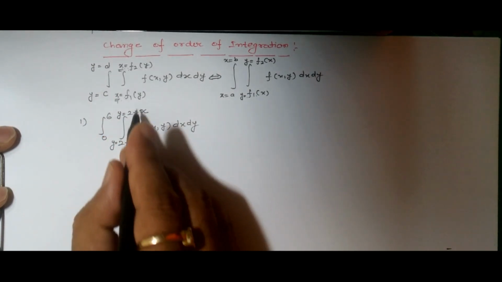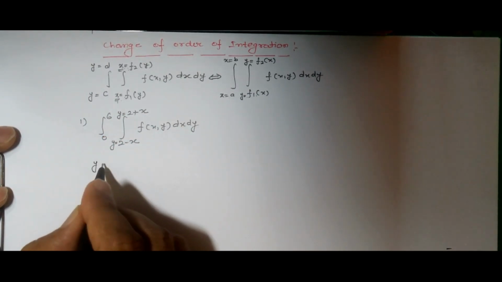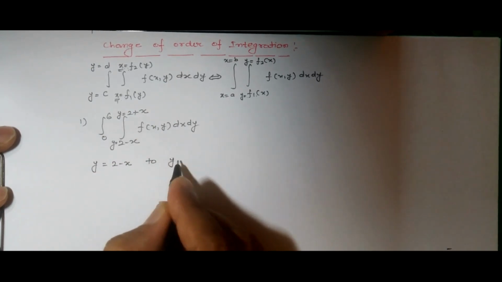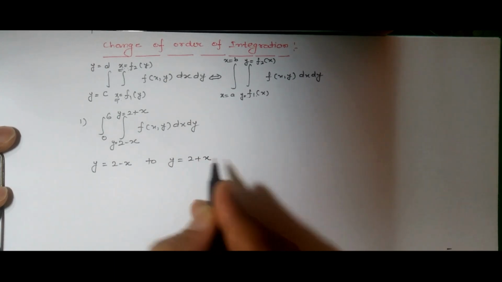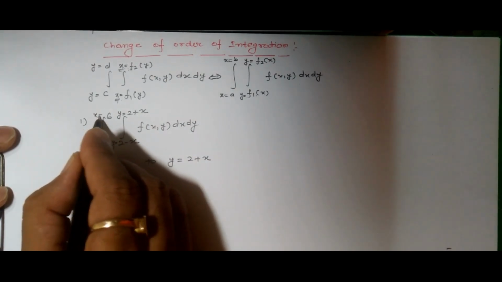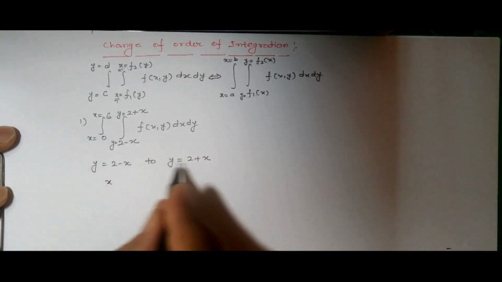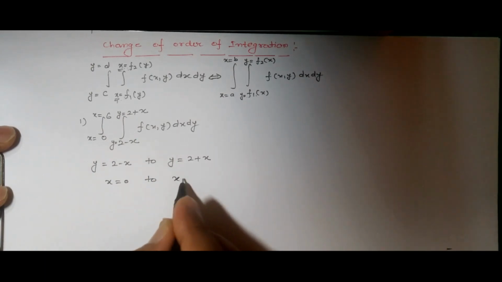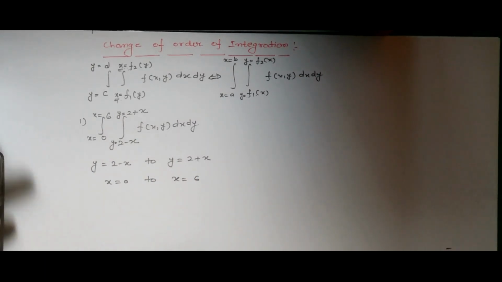That means I have been given a vertical strip, and the strip starts from the curve y equals 2 minus x, which is a line, and goes to y equals 2 plus x. That is another line. And these are the limits of x. The strip between these two curves moves from x equals 0 to x equals 6.